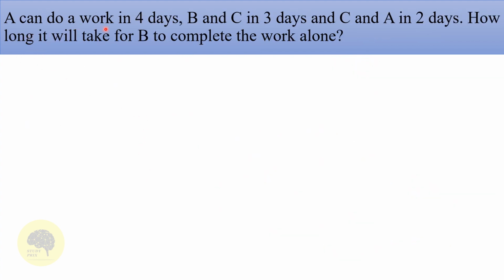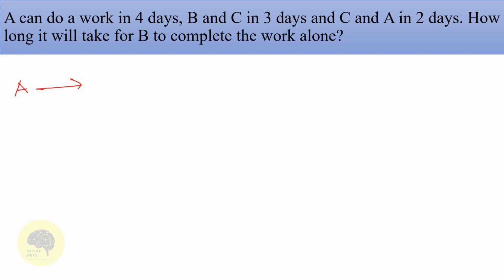A can do a work in 4 days, B and C can do the work in 3 days. Watch it carefully. A alone can do the work in 4 days, B and C together can complete the work in 3 days, C and A together can complete the work in 2 days. How long will it take for B to complete the work alone? We have to find out the work done by B alone. First, let's store the data from the question.